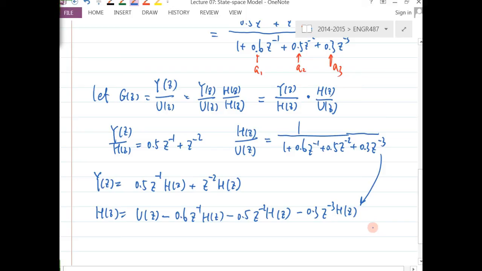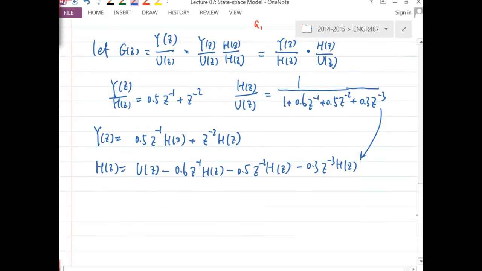Is that good? Yes, this is purely algebraic manipulations, right? Any questions? Okay, so now I'm ready to build this simulation diagram, just based on these two expressions.